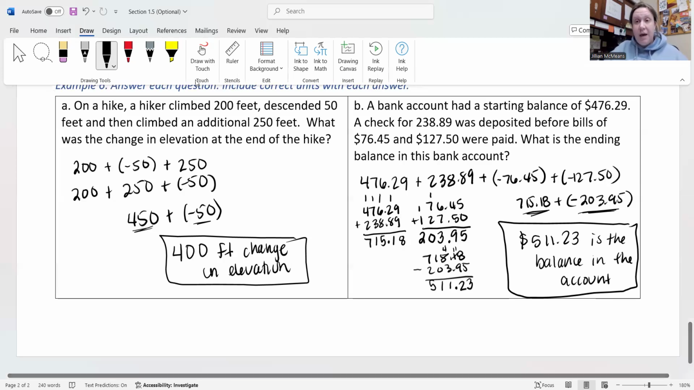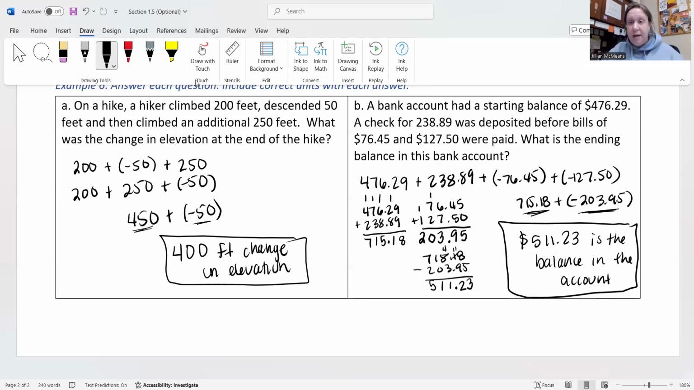All right, so that's adding real numbers. We've looked at adding integers, adding fractions and decimals. We've also looked at throwing in a little algebra, and then we looked at some applications. So make sure before you get to subtracting real numbers that you really fully understand adding real numbers.